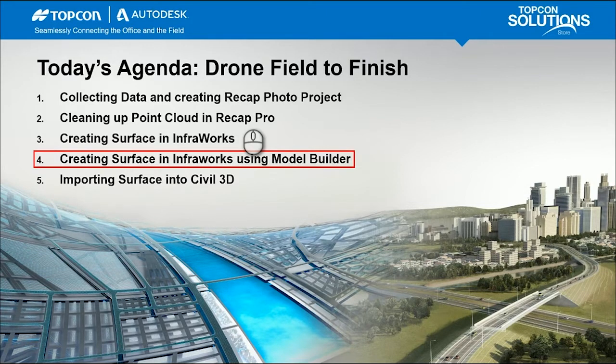So what we did there is we created that surface in InfraWorks, exported out those ground grid points, and then exported out that vertical and linear data. This is a slightly alternative workflow you can use as well. So this is creating a surface model from the data created in Model Builder.